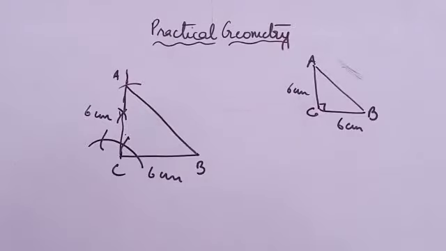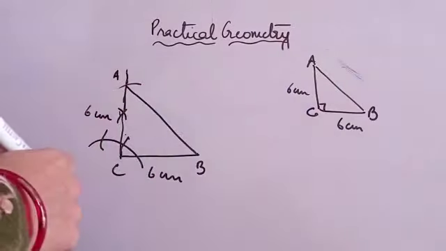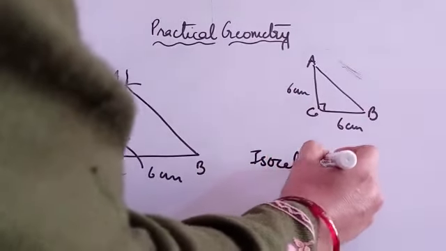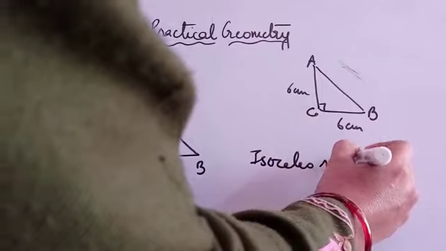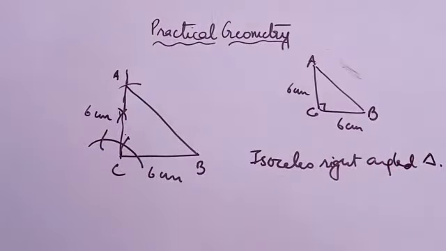Sometimes you may be also asked to measure the hypotenuse. So using this scale you can measure the hypotenuse. Now it is an isosceles right angled triangle, right? So this is how you are going to draw.